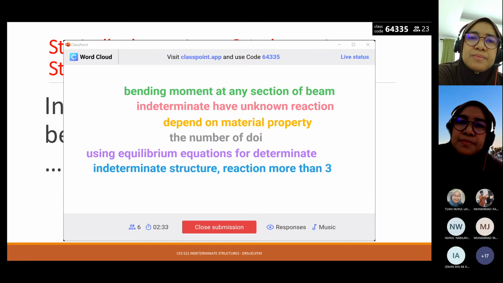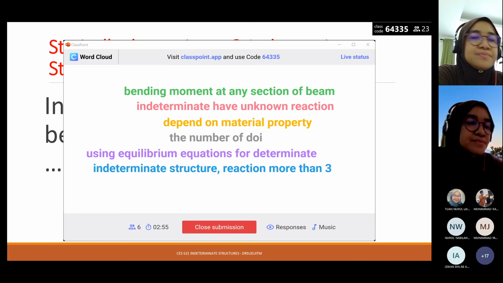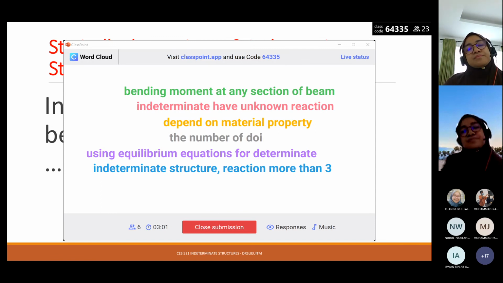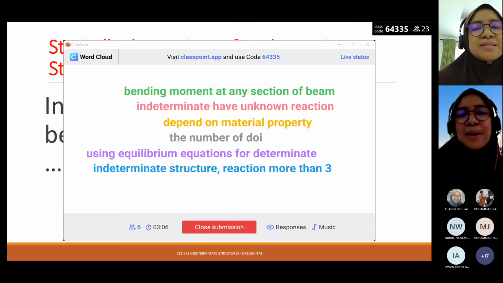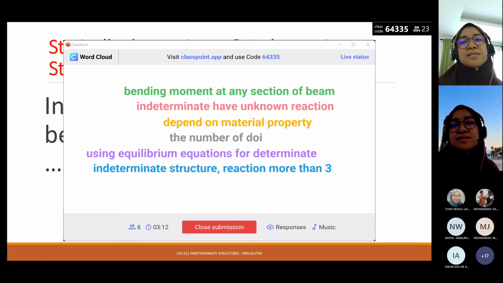Okay, bending moment. Whether it is determinate or indeterminate, we should be able to draw it. At the end of the analysis, whenever we analyze a beam, after we get all the reactions, we should be able to draw the bending moment diagram for indeterminate beams. Okay, any more? Only 6 people? Okay, at 10 submissions I will close. I'm waiting until 10.